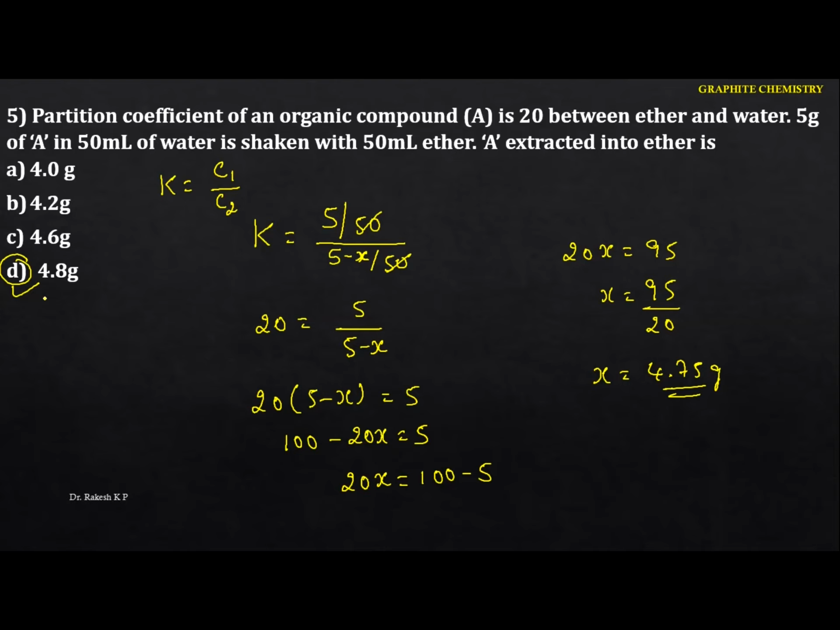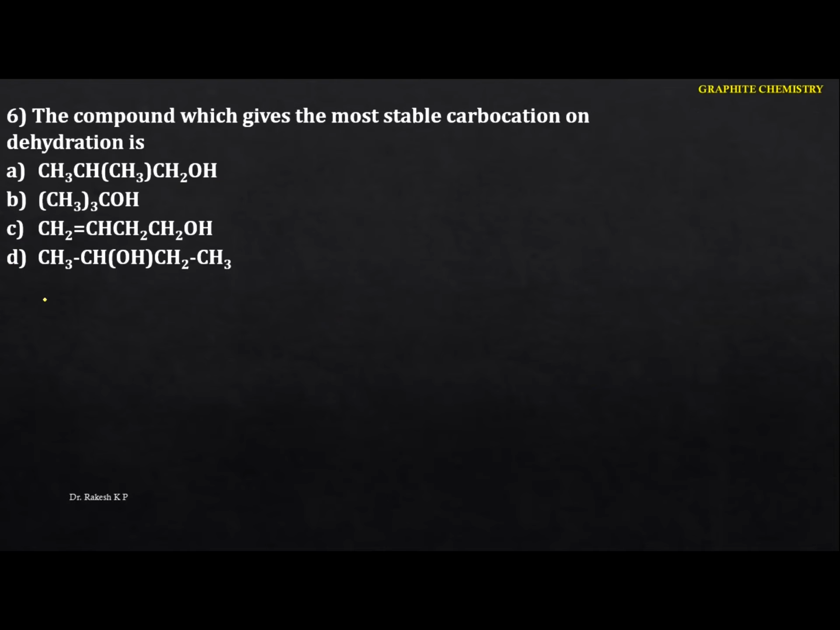Okay, next one: the compound which gives you the most stable carbocation on dehydration. Let me take the first one here. We have to identify the most stable carbocation. See this one here: CH3 CH2 OH. This is the first one.